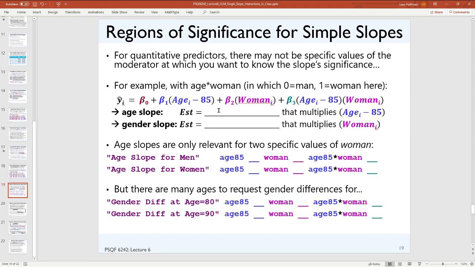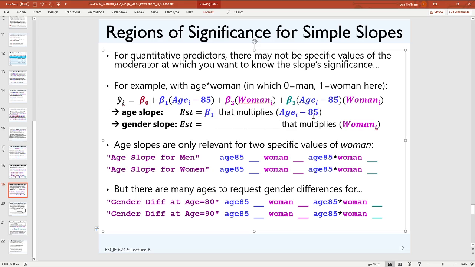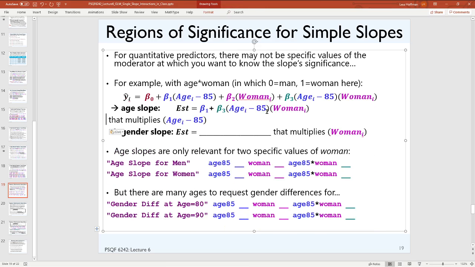Here we go. If I wanted to do this equation right here, how do I get the age slope? Well, I'm going to need 1 beta 1 and I'm going to need the interaction term. And I'll take that part out because we've factored that out.